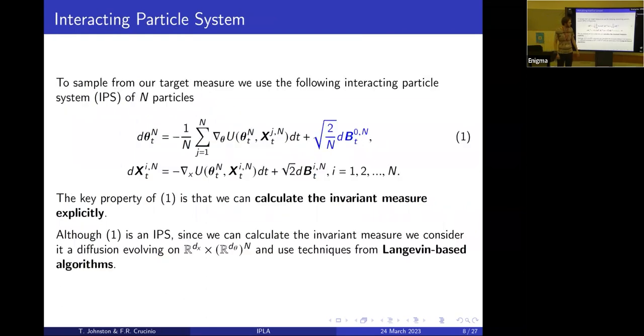So we use an interacting particle system similar to the one used in our Kuntz paper, which Francesca mentioned, but we add scaled noise to this theta diffusion. And when we add scaled noise, since the noise is non-degenerate, it becomes much easier to calculate the invariant measure. So what we do in our paper is we calculate the invariant measure of this system explicitly. And even though this is an IPS, we consider it more from the perspective of Langevin dynamics. So really our proof is in the framework of Langevin dynamics and uses techniques from that framework. So we don't use much interacting particle system theory.